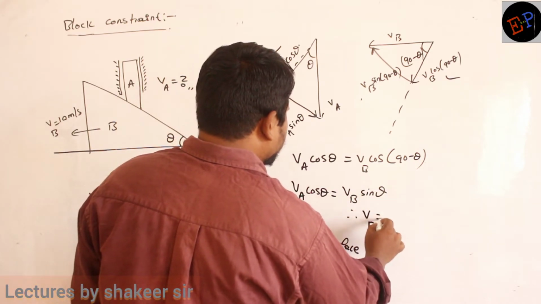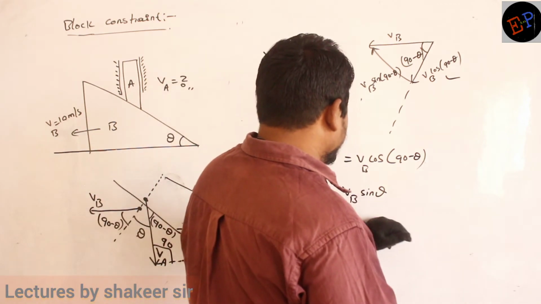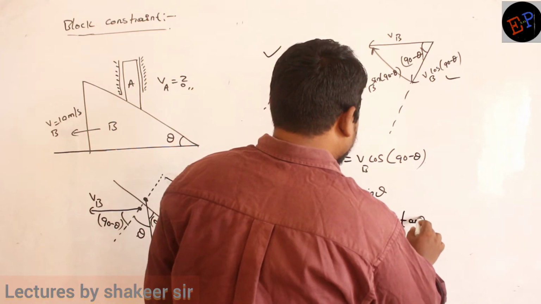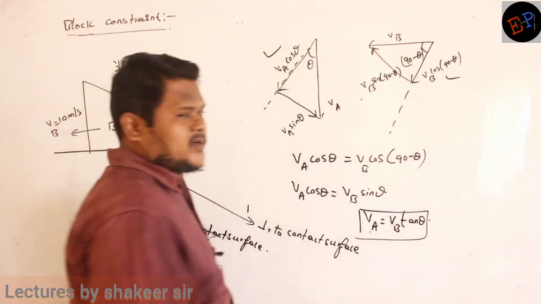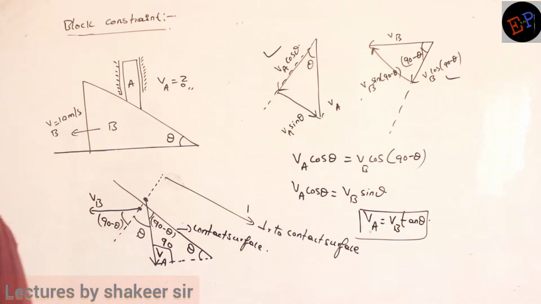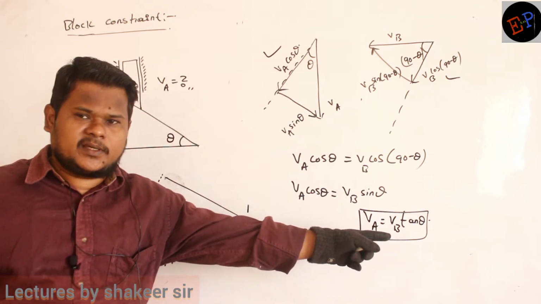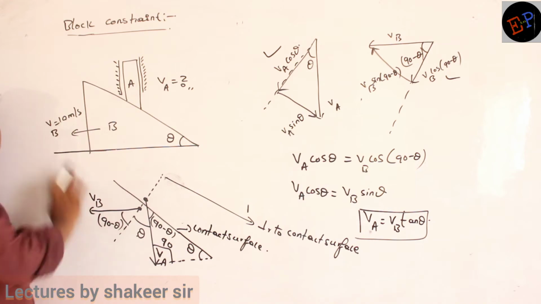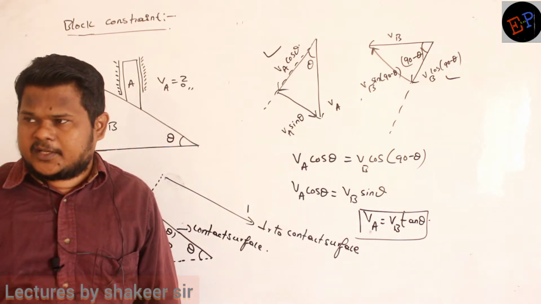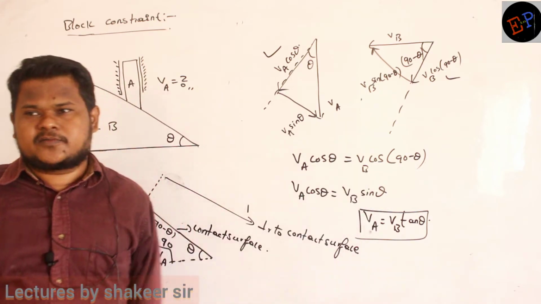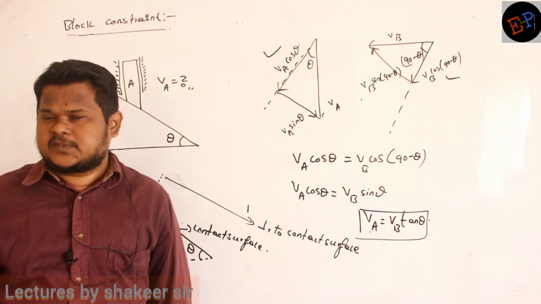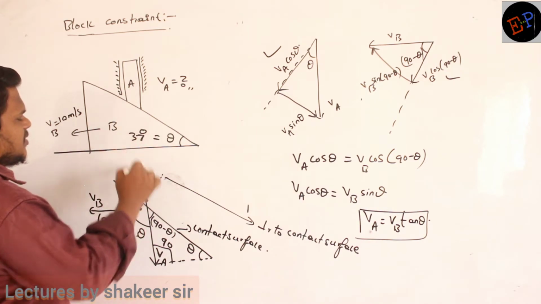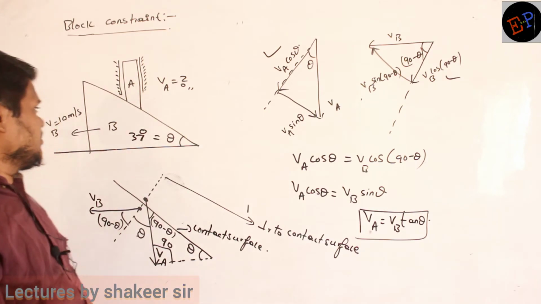Therefore VA is equal to VB tan theta. So this is the general formula to find the relation between the wedge and the block. VA is the block which is falling downwards. VB is the block which is moving in the horizontal direction. So the general relation between them is VA equals VB tan theta. That is the relation. Now for example, if this angle is 37 degrees, can you say what the velocity of VA is?